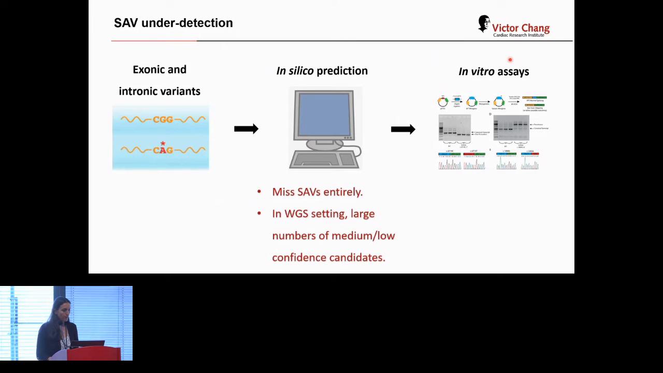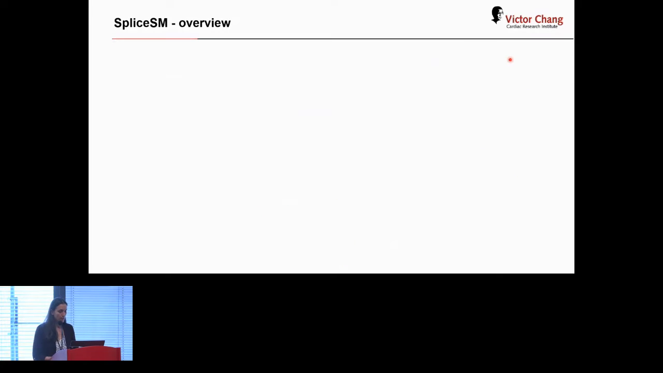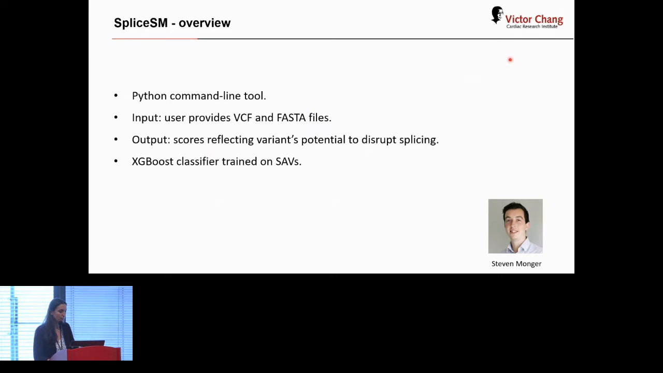To tackle this problem, Steve has been developing SpliceSM, which is a Python command line tool. The user provides a variant call format file and a FASTA file, and then it outputs a score reflecting the variant's potential to disrupt splicing. It is based on an XGBoost classifier trained on known splice-altering variants, and it's still under development, but you can find it on our GitHub.